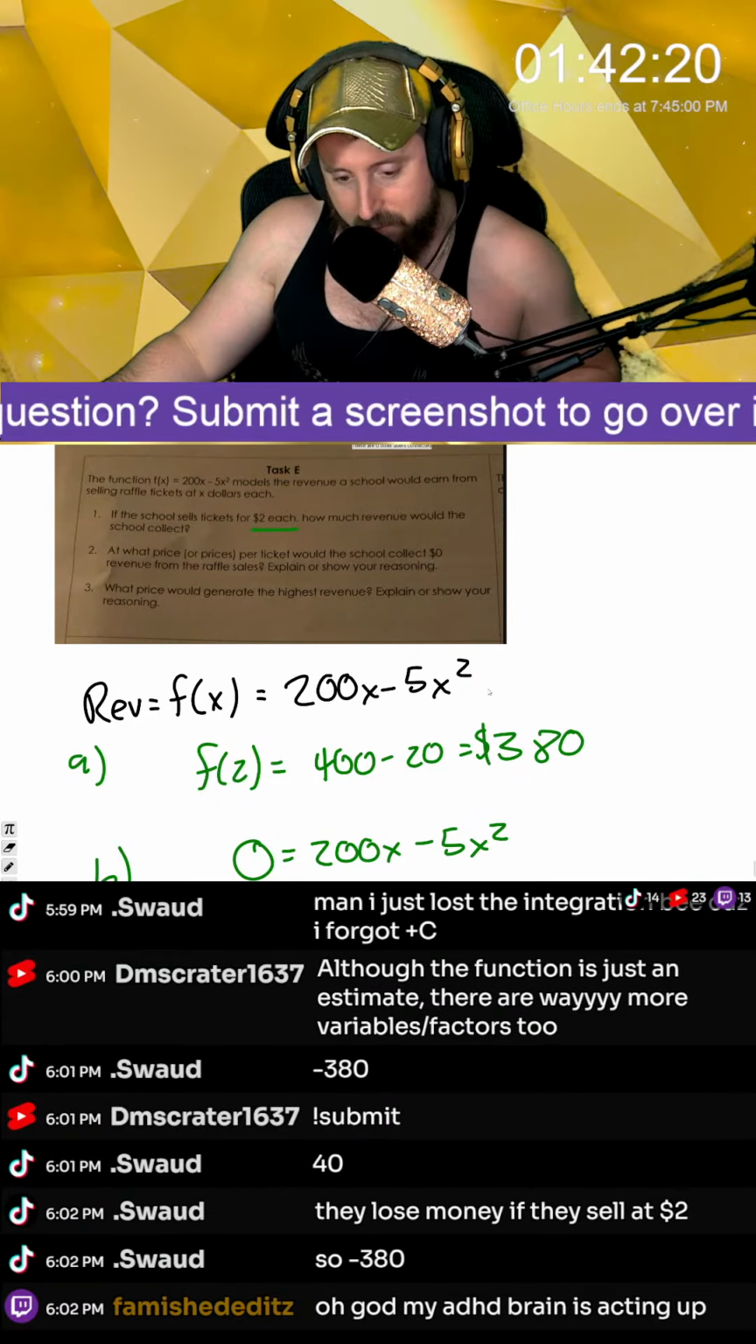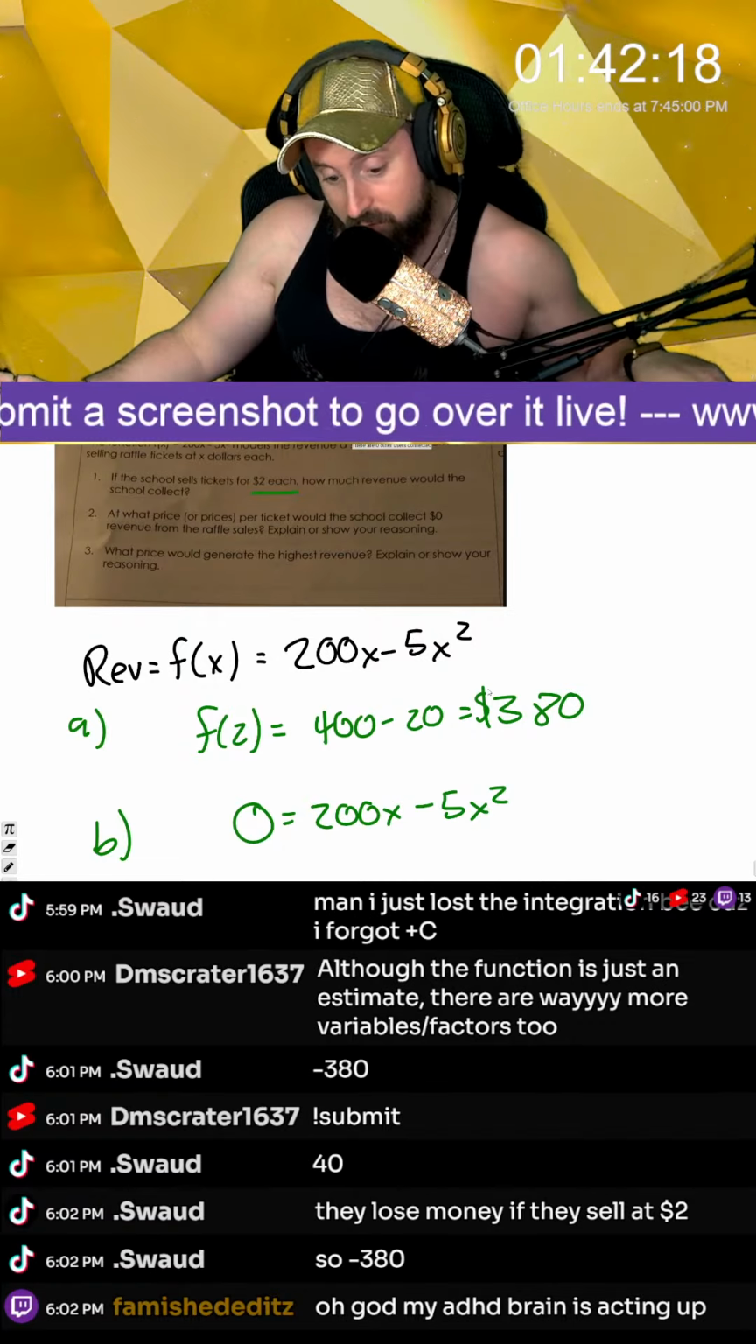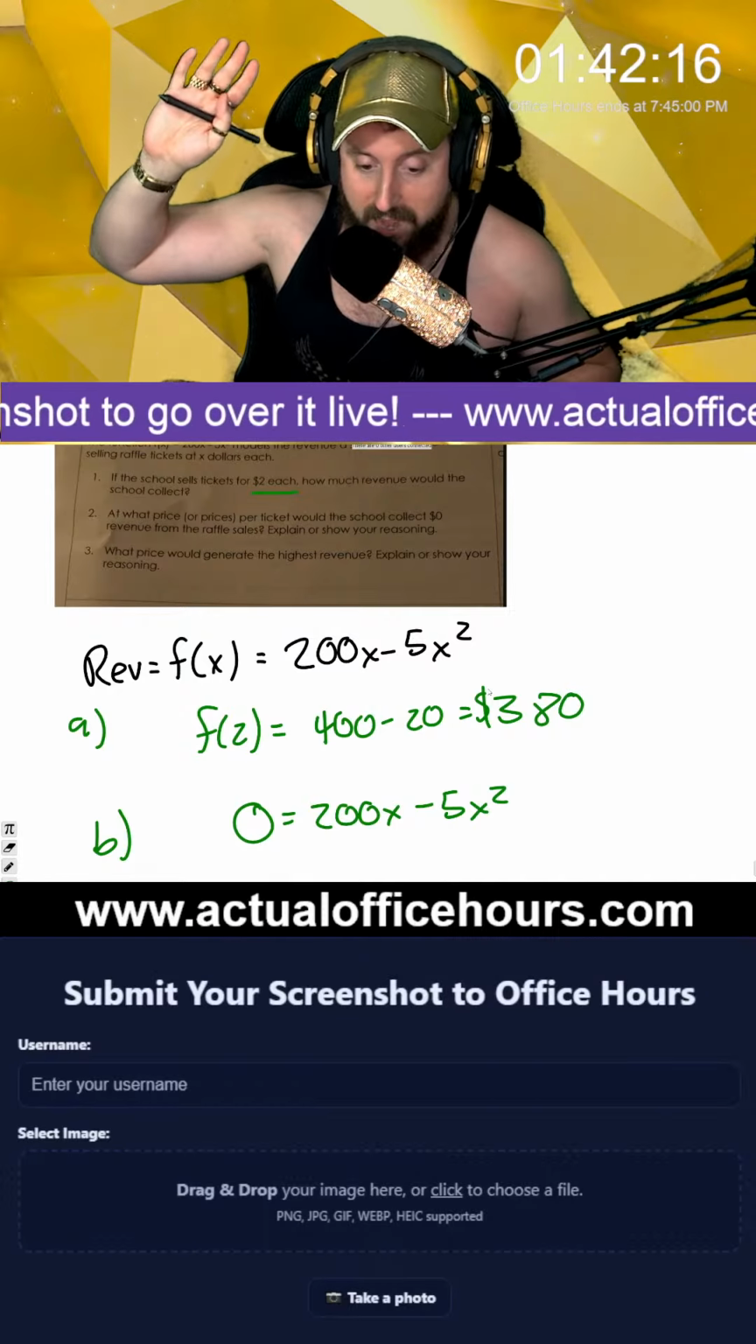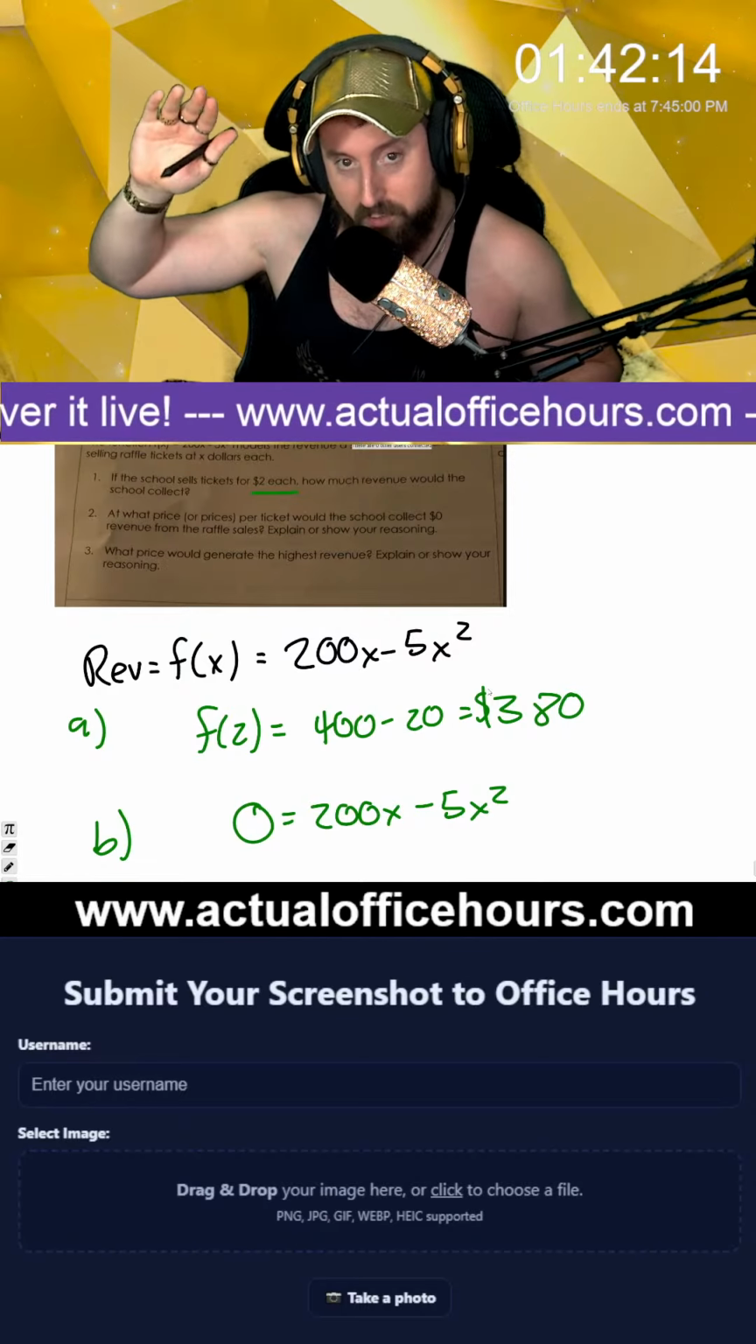So yeah, they definitely make money. I mean, assuming they have no costs. Let's assume they're doing this at the school, and the school isn't charging them to host the event.